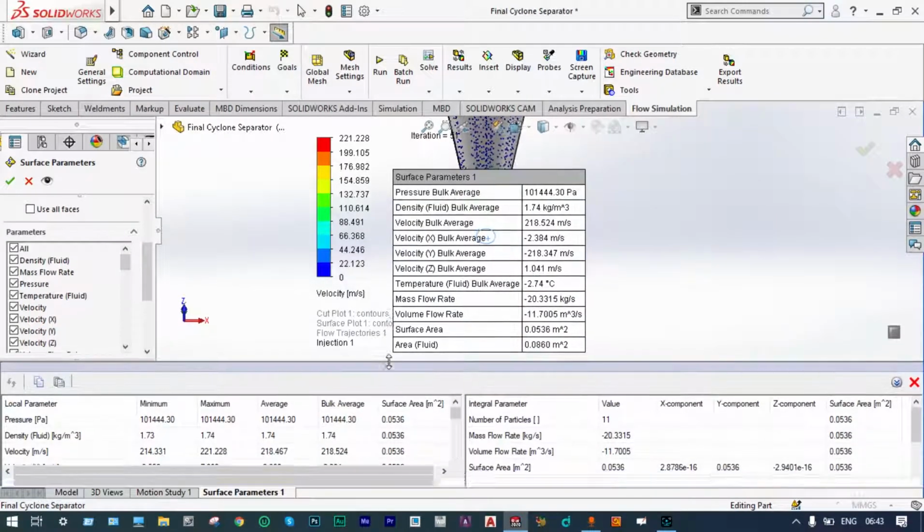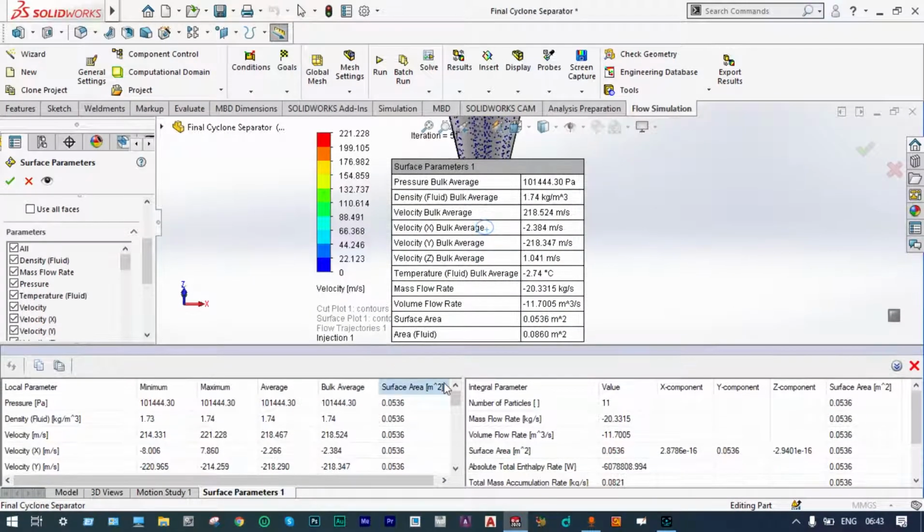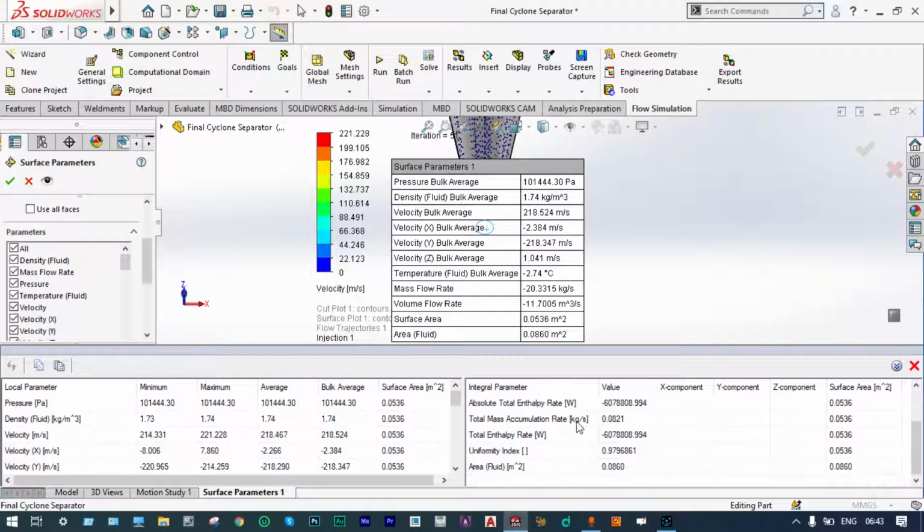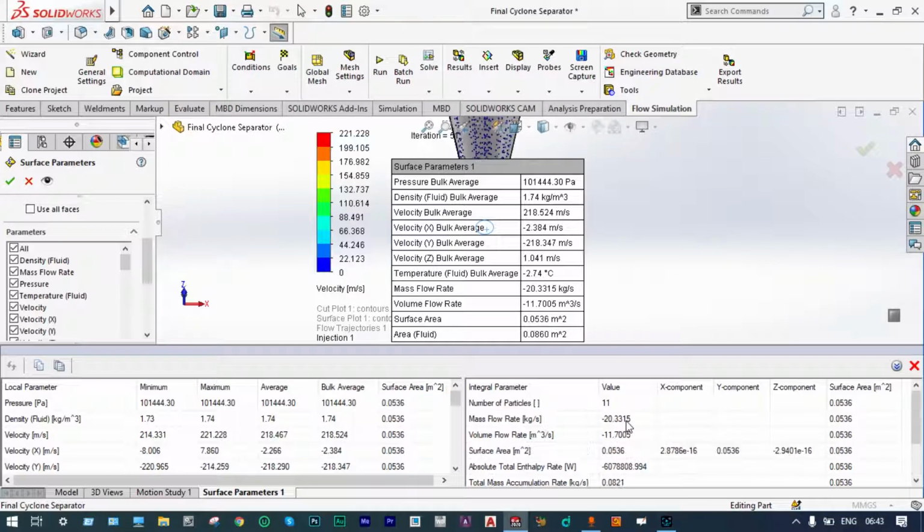So we are having a lot of parameters like pressure, density, velocity, x, y, z directions. At the same time, numbers of particles to be accumulated at the bottommost part. You can see numbers of particles to be accumulated at the bottommost part is 11. And also we can see total accumulation rate is 0.0821 kg per second. It is very less because only 11 particles are being accumulated at the bottommost part.